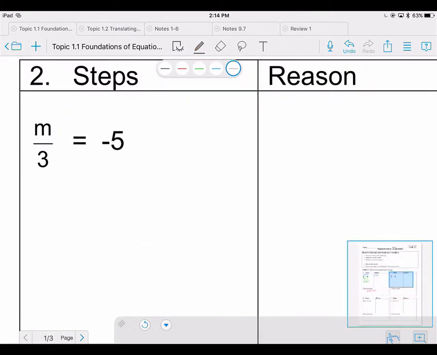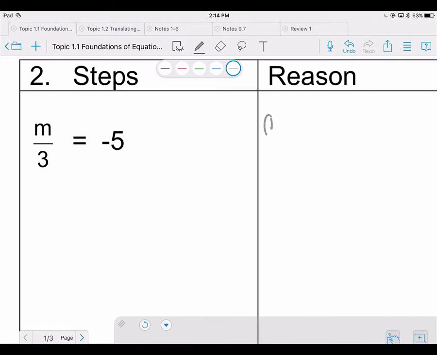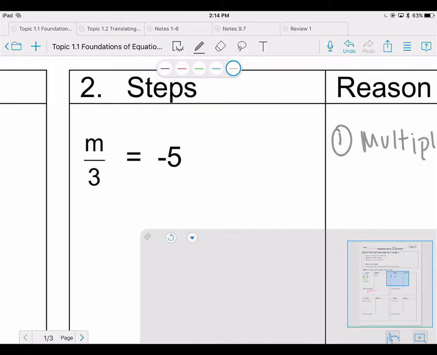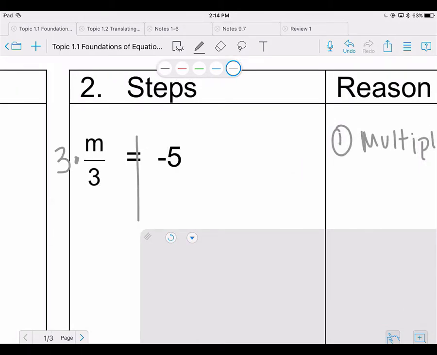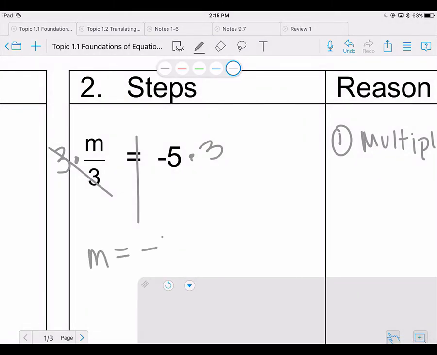On problem 2, m is being divided by 3, so we are going to multiply to get rid of division. If I multiply by 3, whatever I do to one side, I have to do to the other side as well. So on the left side, 3 divided by 3 cancels, and I'm left with m. On the right side, -5 times 3 is -15.